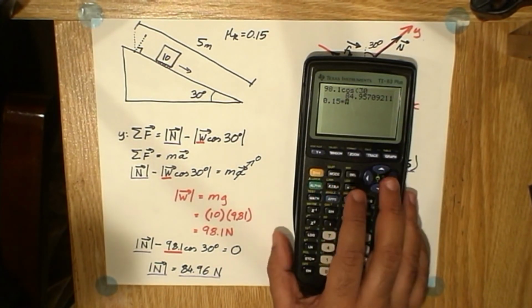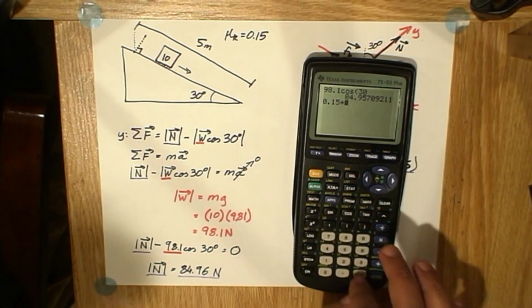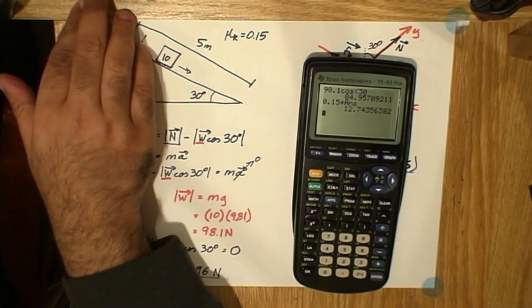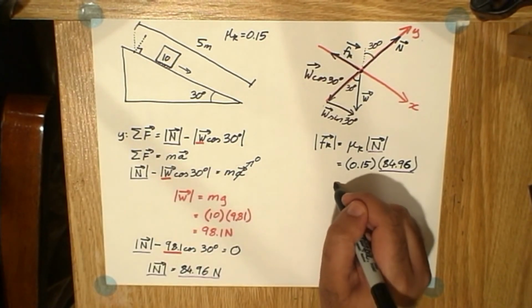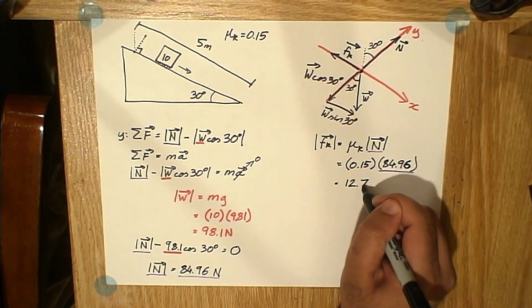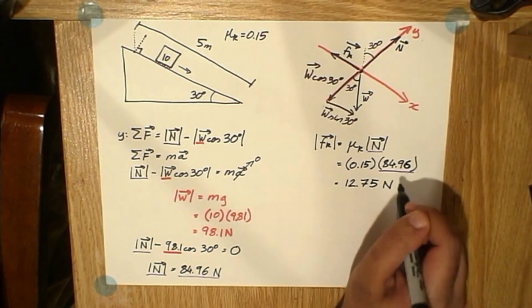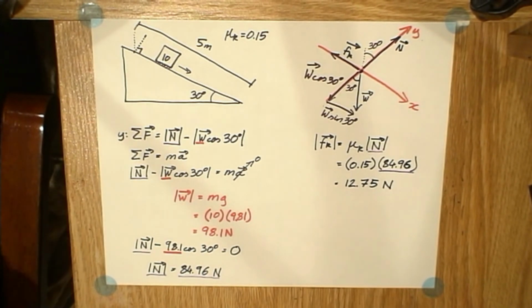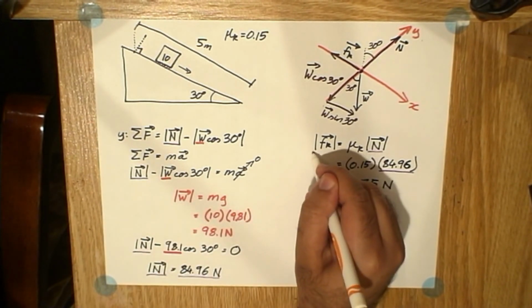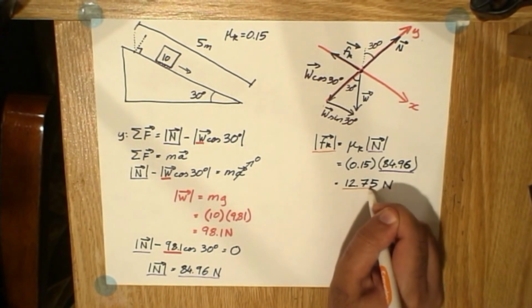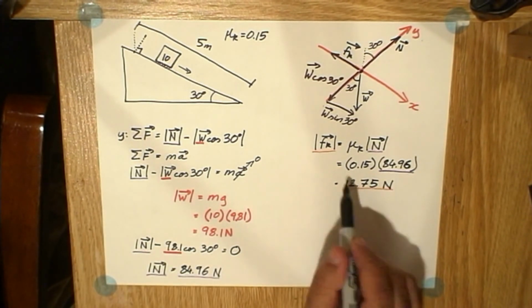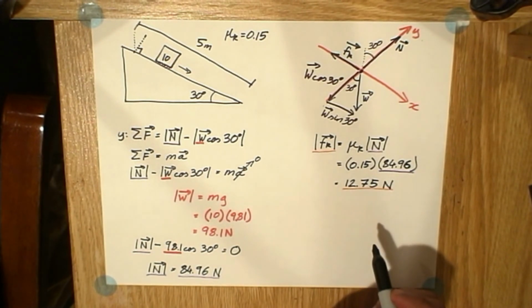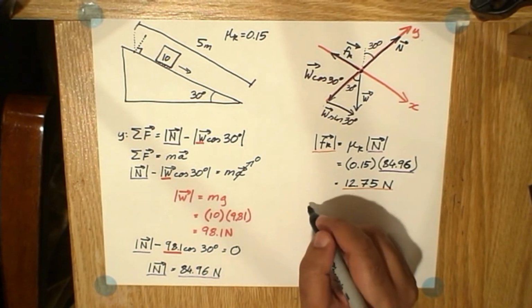0.15 times 84.96 gives us 12.75 newtons. I'm going to put an orange underline under the kinetic friction. So we have now solved for how large the force of friction is. The next thing to do is to solve for the actual work of friction.